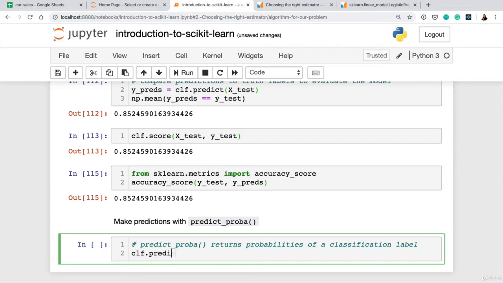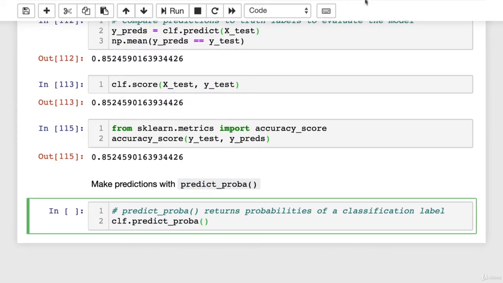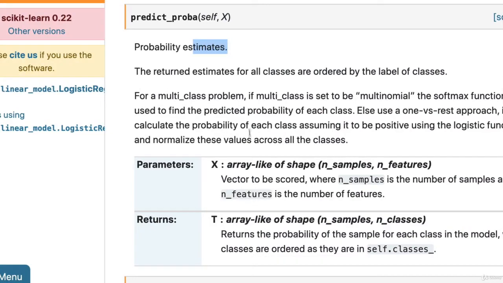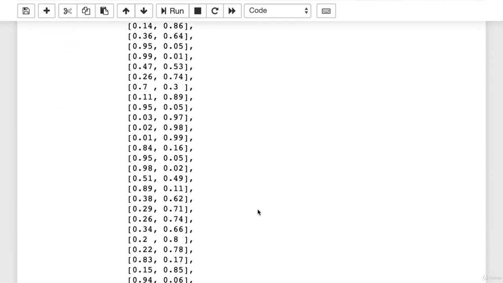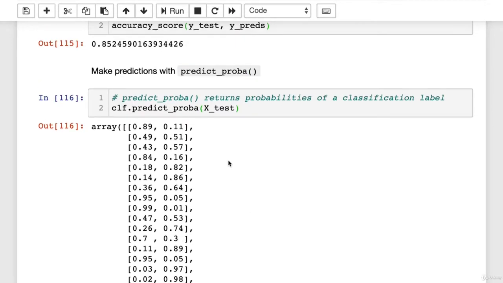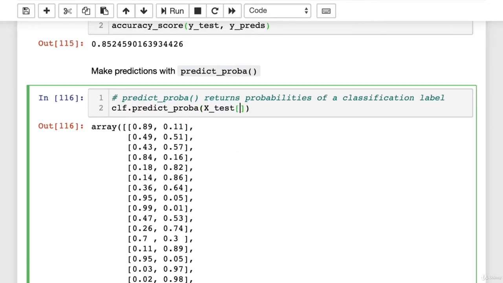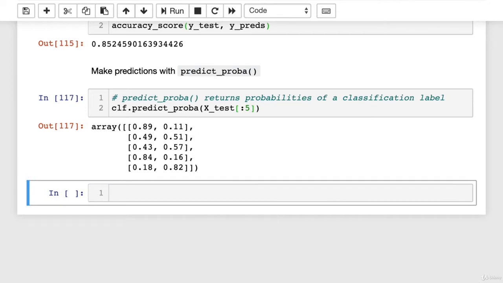Run the code first. Predict proba. What does it take if we go back to here? It takes X. So maybe we'll pass it the test data, just like we did with predict. Whoa, we get a lot. Maybe we only want to do the first 5. Okay. So predict proba returns the probability of a classification label.